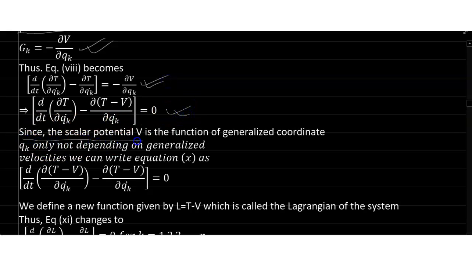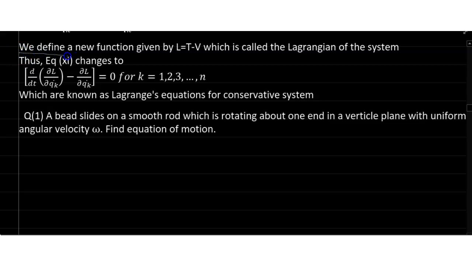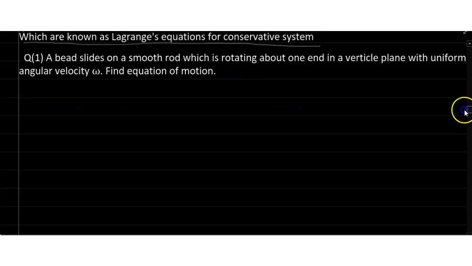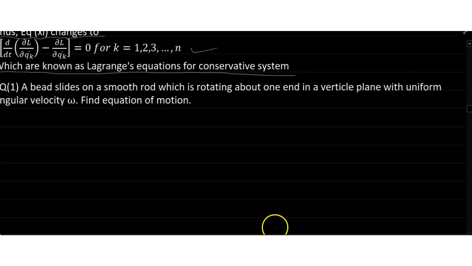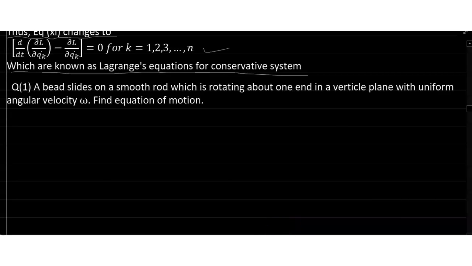The scalar potential V depends on the generalized coordinates qk only, not on the generalized velocities. We define a new function L equal to T minus V, which is the Lagrangian of the system, and thus the equation changes to this form. This equation is called Lagrange's equation of a conservative system. Now we will solve some examples based on the Lagrangian equation.